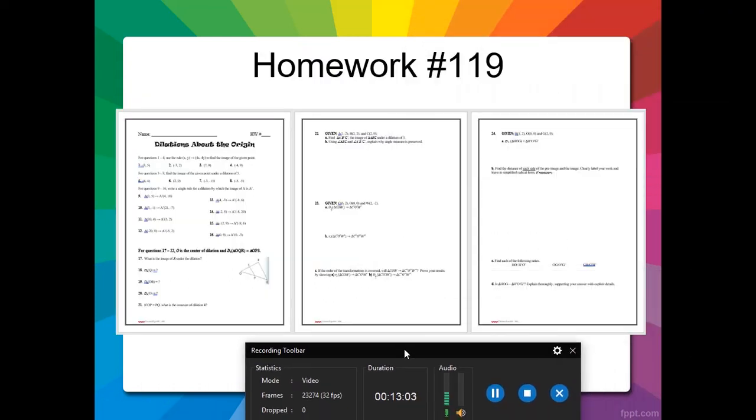Your homework assignment should have 3 pages. It'll start with dilations about the origin. The last problem here is number 24, and you'll see that it's got a lot of white space. Make sure you're doing full mappings when you complete these assignments.